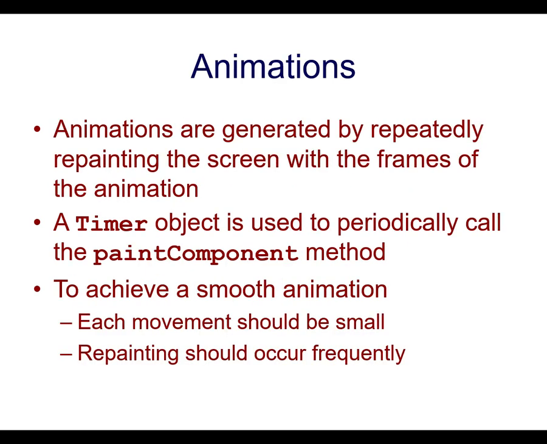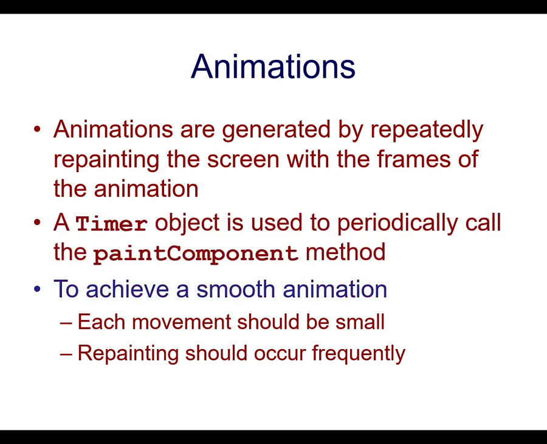Next, let's explore how timers are used to create animations. The way that animations are generated is by repeatedly repainting the screen with the sequence of frames that define the animation. The role of the timer object is to periodically call the paintComponent method to continually repaint the frames of the animation.